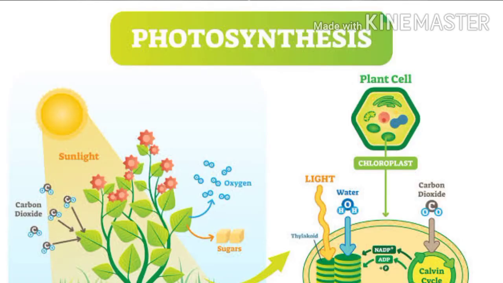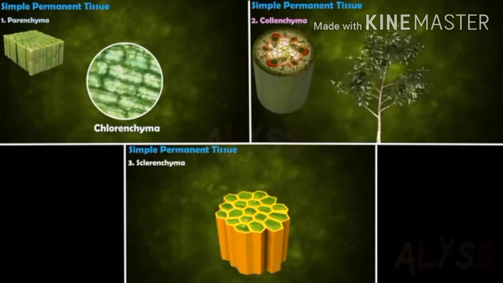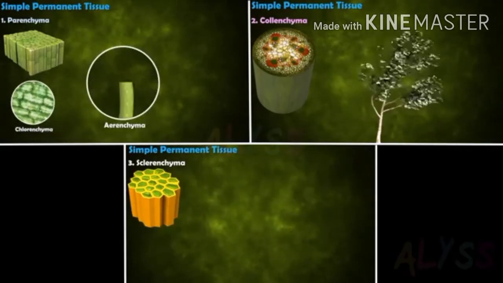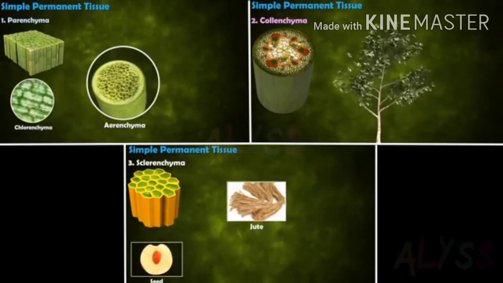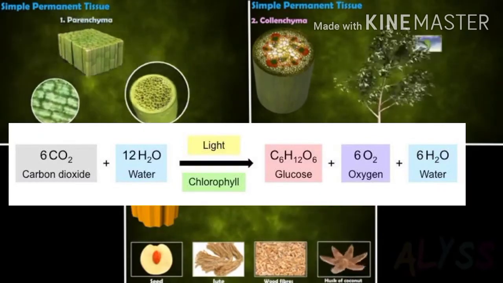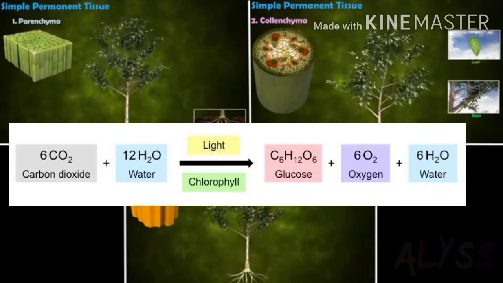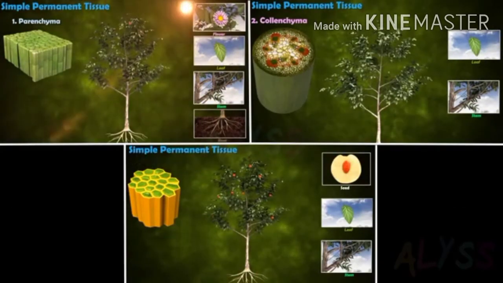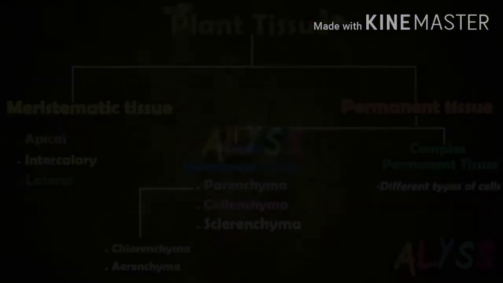Photosynthesis. In the presence of water, light, chlorophyll and carbon dioxide, the formation of carbohydrates in plants is called photosynthesis. Its chemical reaction is 6CO2 plus 12H2O, in the presence of light and chlorophyll, forming glucose, water and oxygen. Carbon dioxide, water, chlorophyll and sunlight are necessary for photosynthesis.